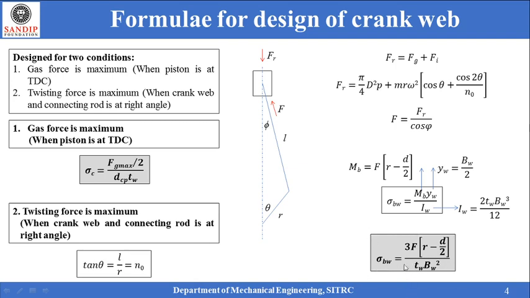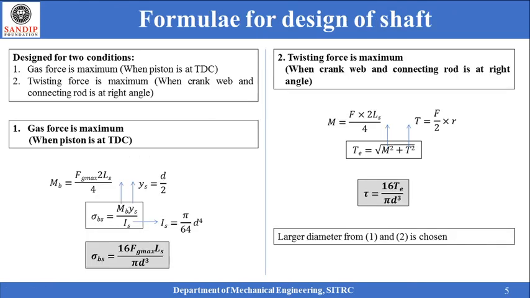Since Tw we have already calculated from the previous criteria, we can calculate Bw from this formula, and the design of crank web is over. Now let us come to the last component, that is shaft. Just like crank web, the shaft is designed for two similar conditions, that is when gas force is maximum and when the twisting force is maximum. When the gas force is maximum, piston is at TDC and the shaft is subjected to pure bending.